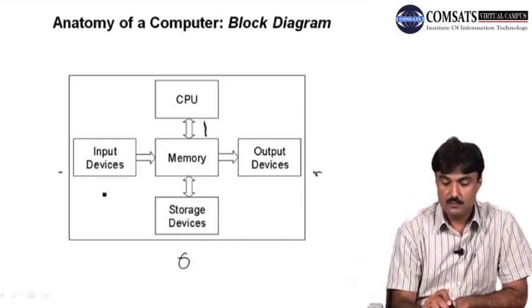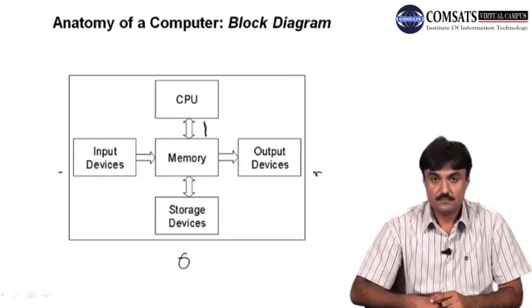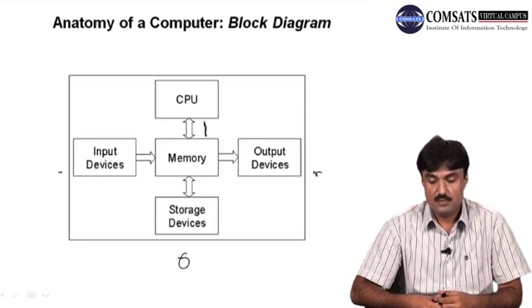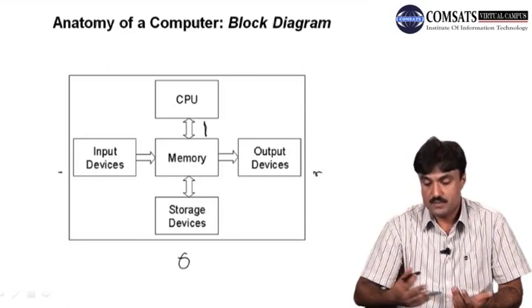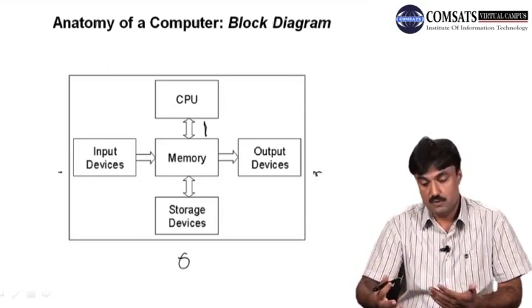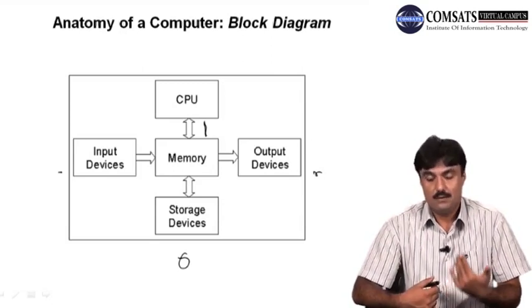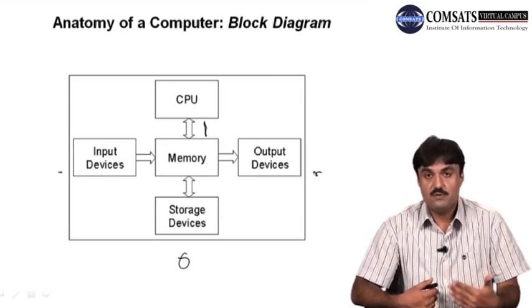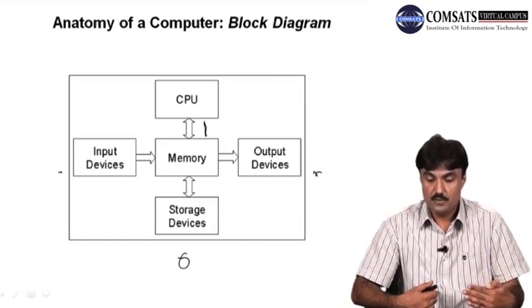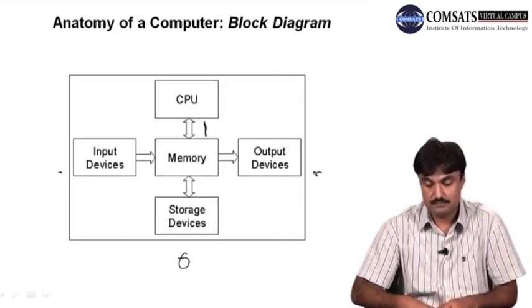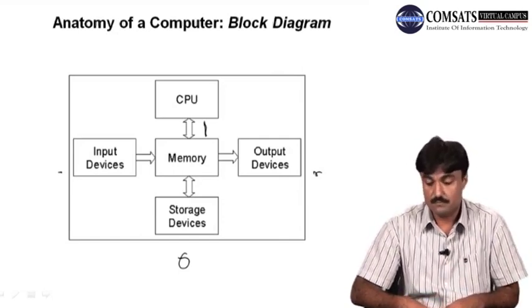And from the input devices there is only a unidirectional arrow. So data just flows from input devices to memory, and maybe from memory to the CPU, or from memory to output devices, or from memory to the storage devices. But as far as the input devices are concerned, data just flows in one direction towards the other components in the computer system.